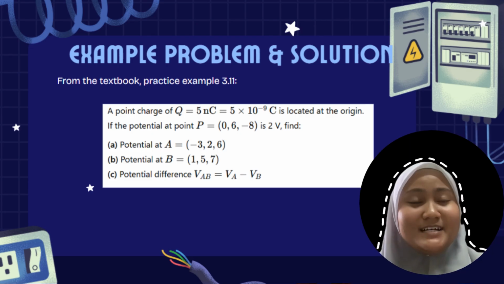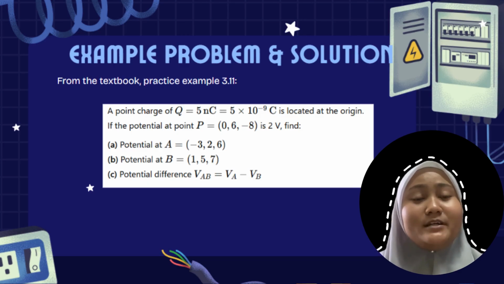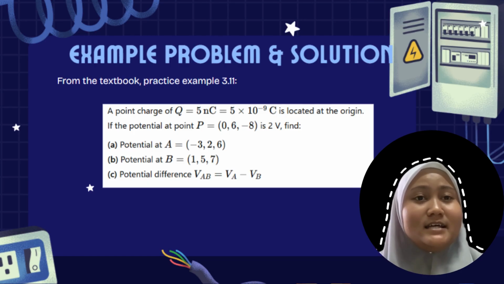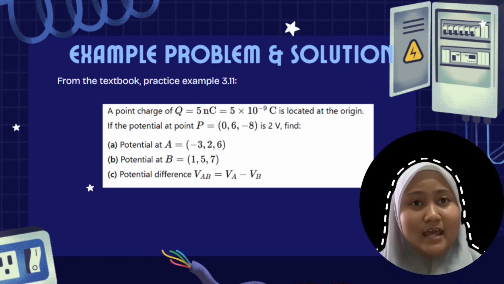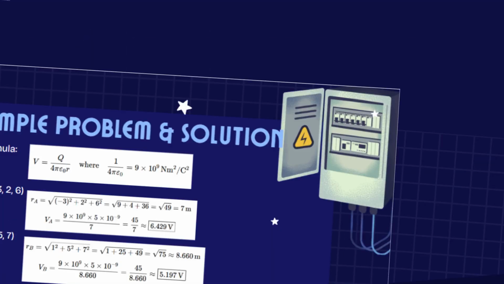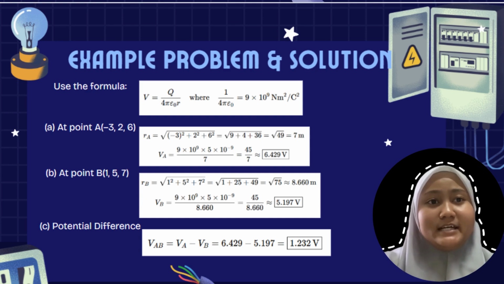Let's go through a sample problem for electric potential. We have a point charge of 5 nanocoulombs located at the origin. The electric potential at point P (0, 6, -8) is given as 2 volts. Now we are asked to find the potential at point A, the potential at point B, and the potential difference between A and B. To solve this problem, we use the formula for point charge potential.